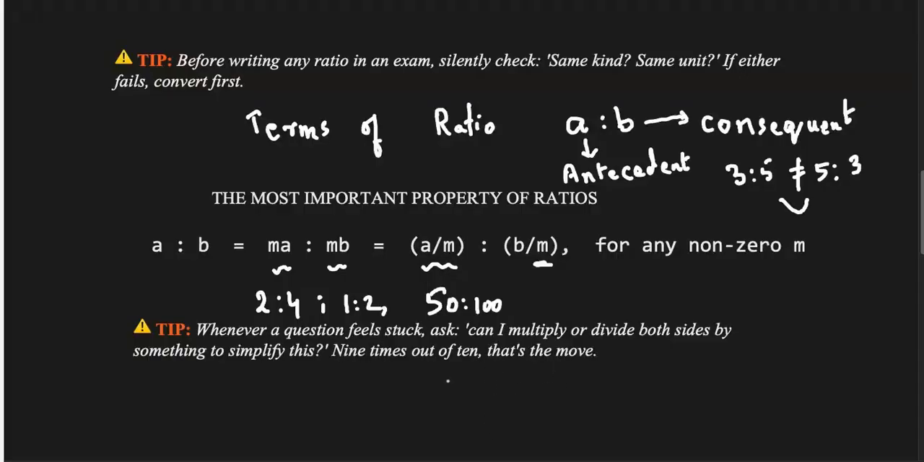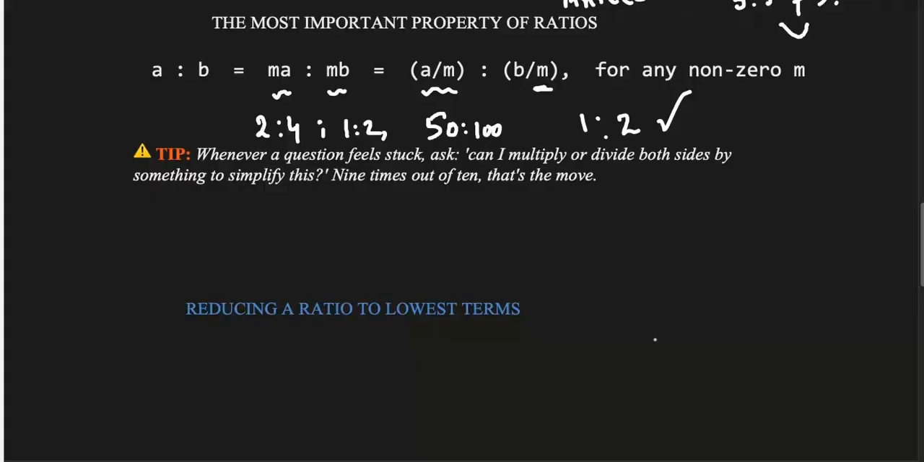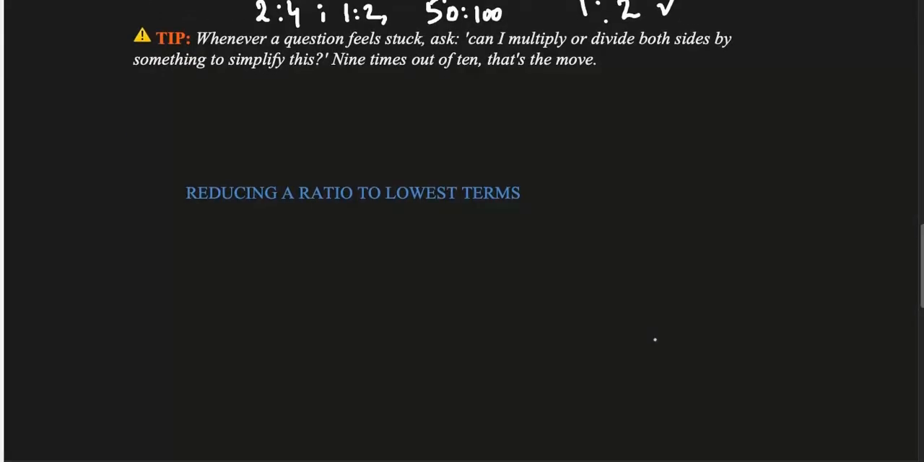For example, if you have 50 is to 100, definitely you can divide it by 50 and you will get 1 is to 2. 1 is to 2 is far simpler than 50 is to 100, correct? So you have to simplify ratios before getting into the problem. This is known as reducing a ratio to the lowest terms. A ratio is in its lowest terms when the two terms have no common factor other than 1. To get there, divide both of them by the highest common factor.